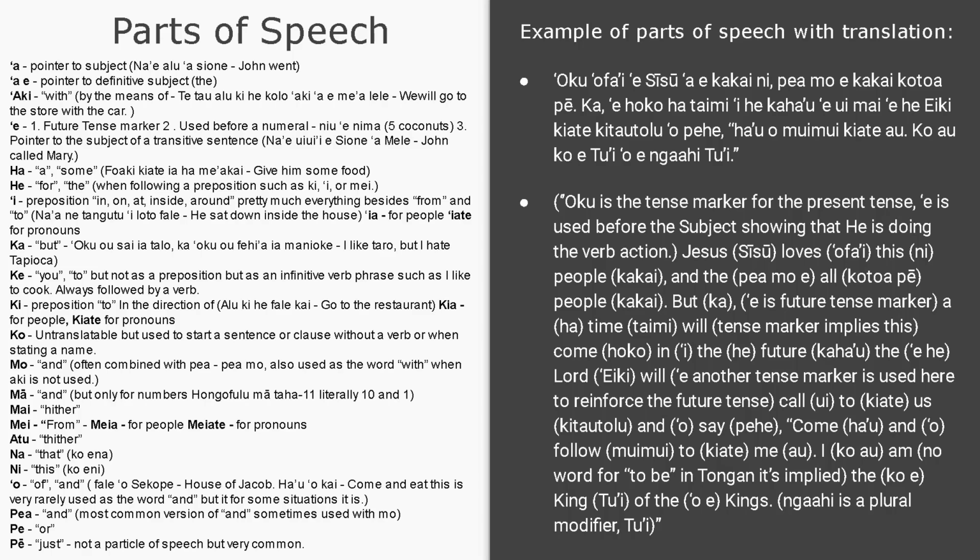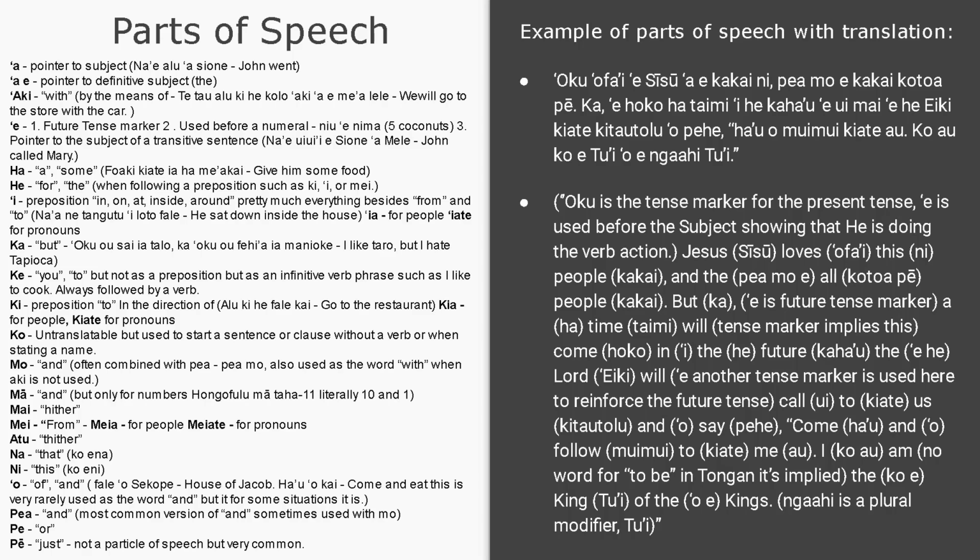We'll get started here. We have the whakaoa'e, which is a pointer to a subject in a sentence that's intransitive, and we will discuss intransitive in a later slide. We have whakaoa'e and then e, which is a pointer to a definitive subject, or the. So the same thing as the first one, but it's just adding a the to it. And then aki is the word with, but it translates best to by the means of. A sentence here would be Te dau alo ki e kolo, aki, ai mea lele. We'll go to the store with the car. There's another word for with that we'll discuss at the middle of this slide, and we'll talk about the difference between aki and the other word.